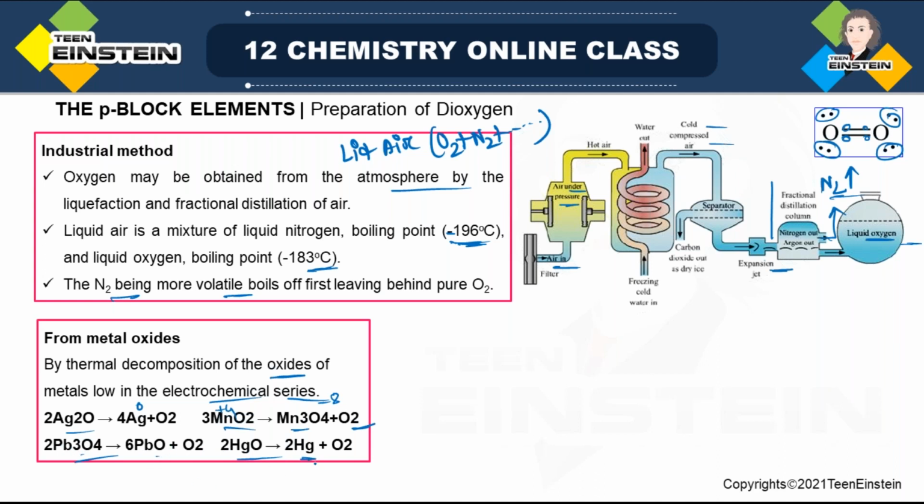HgO, that is also here. The reaction, you can find some similarity with the first reaction. So all these are basically metal oxides, but you cannot take any metal, only the metals that are low in the electrochemical series. Low in the electrochemical series means the less electropositive metals. Fine.